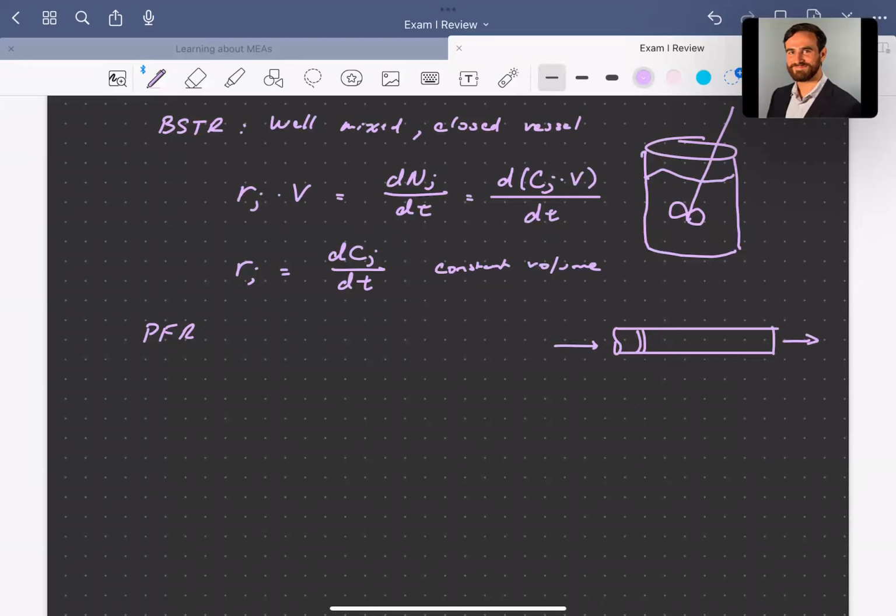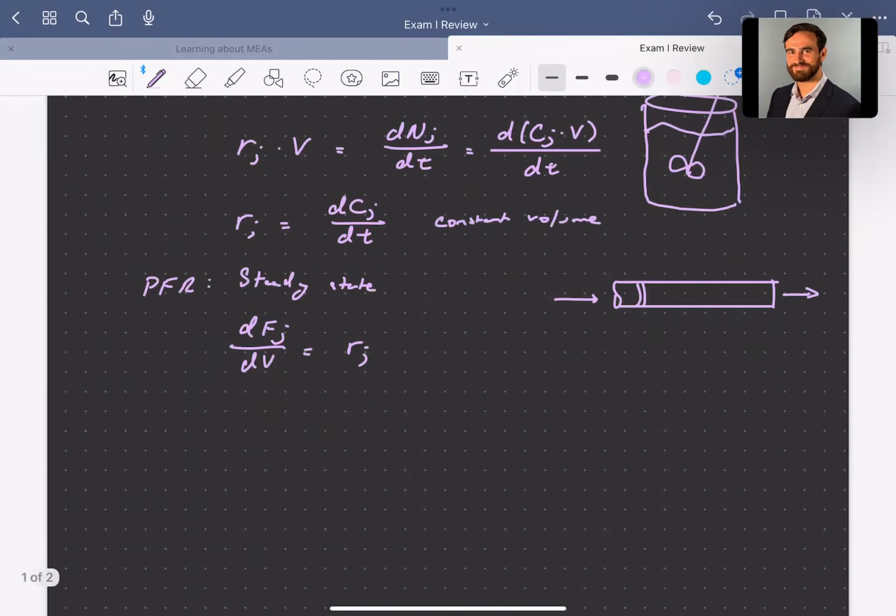So here the differential equation that describes the molar flow rate of some species J throughout the reactor volume is just this derivative is equal to the rate of generation of that species J. So this is for a steady state tubular reactor.